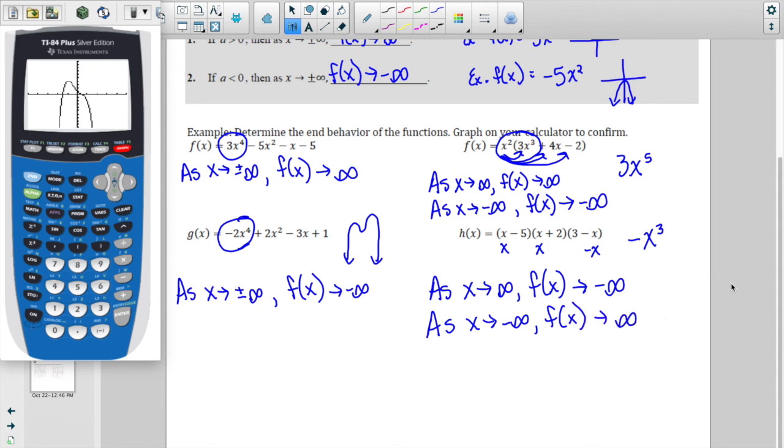And you can confirm that by typing into your graphing calculator parentheses x minus 5 times parentheses x plus 2 times parentheses 3 minus x. You don't have to multiply it out to graph it. And you can verify that you get end behavior that looks like that.